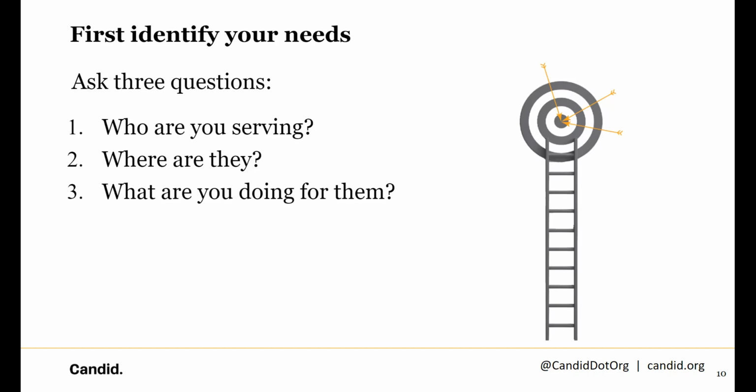So it may be really tempting to skip this step. Like, oh, I know everything about my organization. I know what needs funding. But it's really important to be able to articulate what you need funding for before doing your research. So you want to ask yourself 3 questions. Who are you serving? Where are they located? And what are you doing for them?